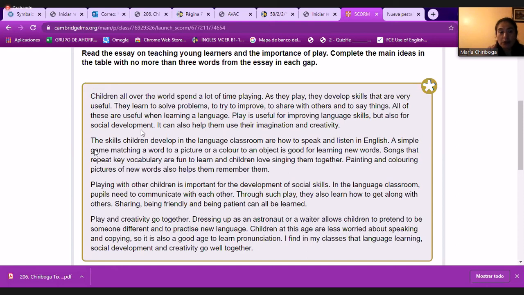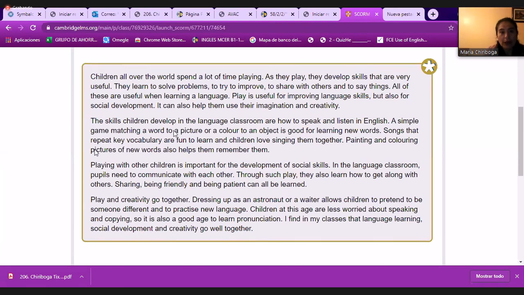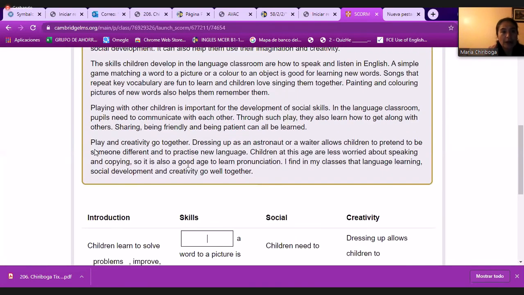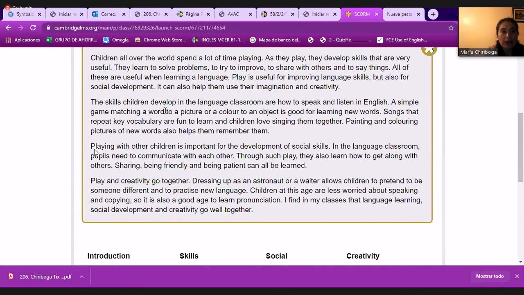All of these are useful when learning a language. Play is useful for improving language skills, but also for social development. It can also help them to use their imagination and creativity. The skills, pay attention here. The skills children develop in the language classroom are how to speak and listen in English.